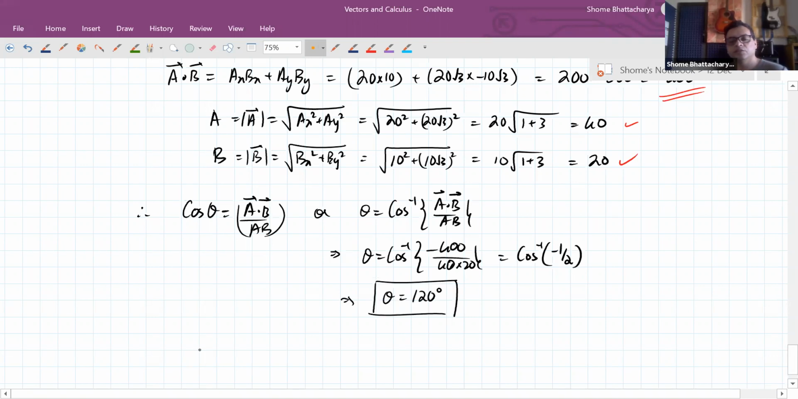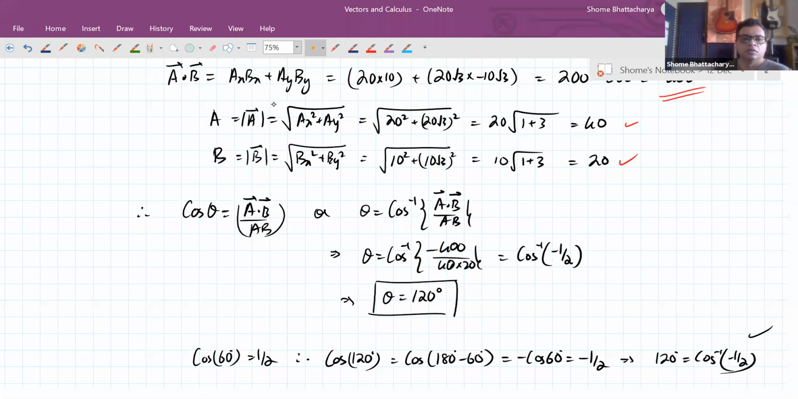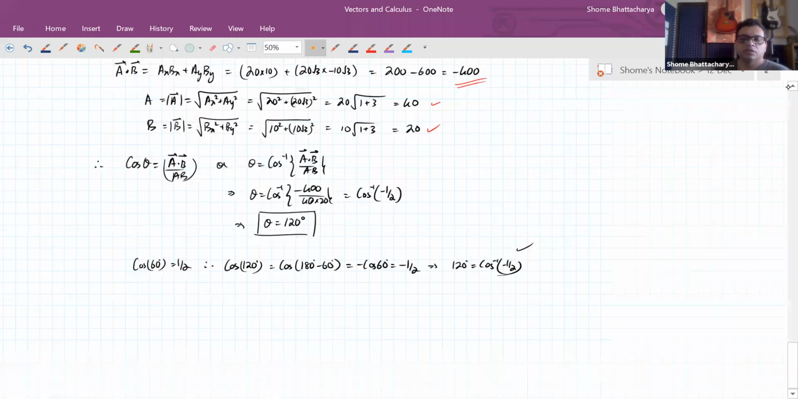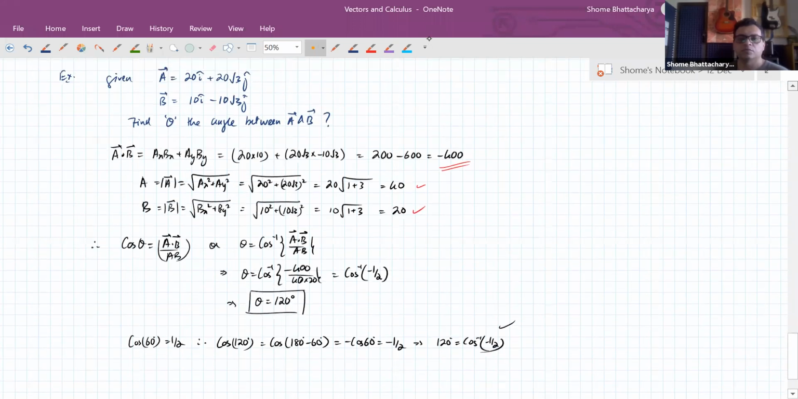This is from the fact that we know that cos 60 degrees is half. Therefore, cos 120 degrees is the same thing as cos of 180 minus 60, which is minus cos 60. It's minus half. So 120 degrees is cos inverse of minus half. So we are making use of this concept here. Just take a look at this and make sure you understand how we use this particular application of dot product here.